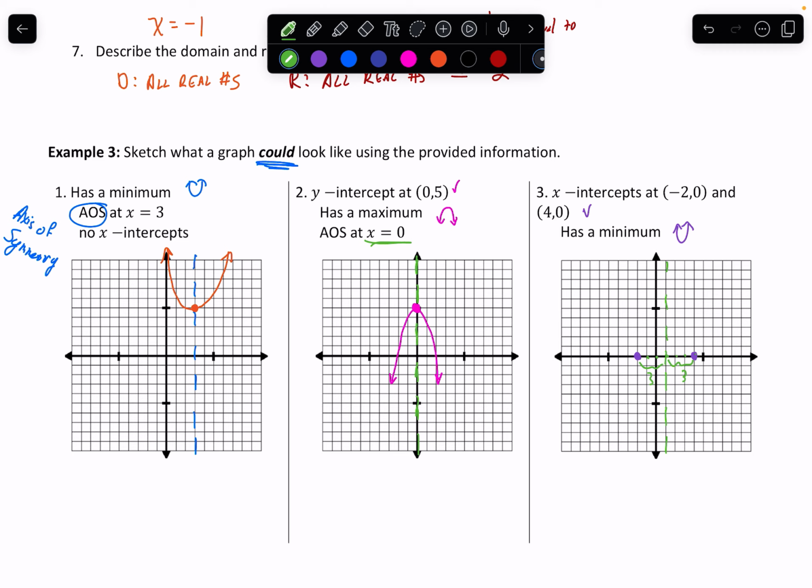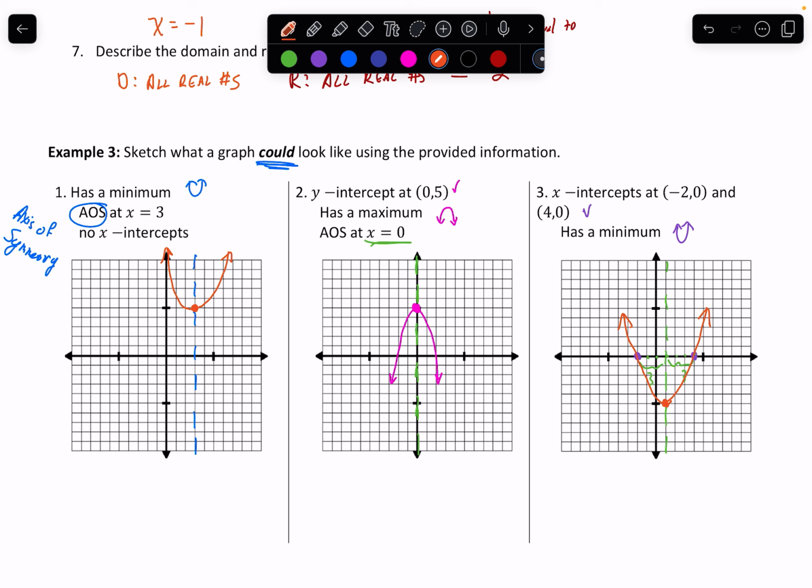It has a minimum, so I'm just going to put my vertex somewhere below the x-axis, or the x-intercepts, and then I'm just going to connect this and form the graph of my quadratic. All right? So that's an example of what it could look like, because it covers my bases on what the provided information was.